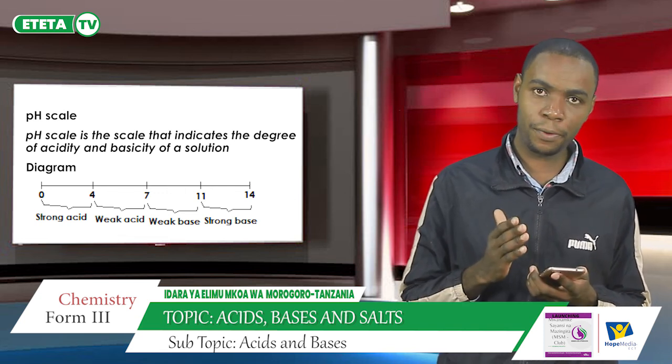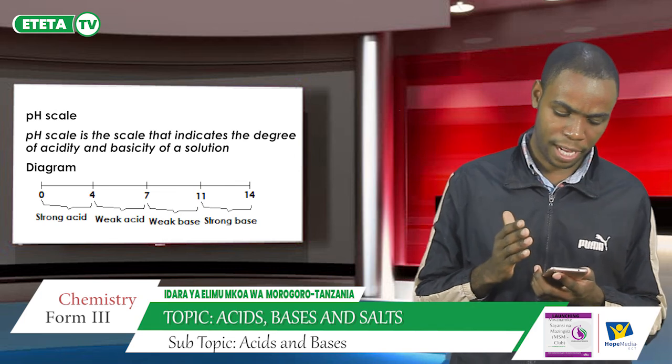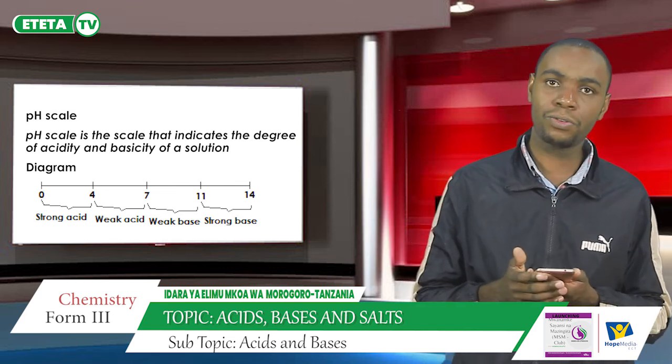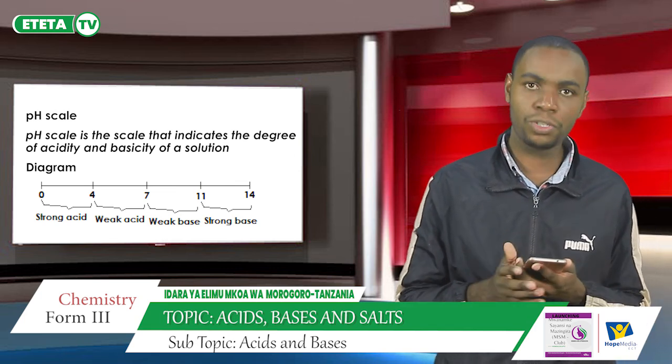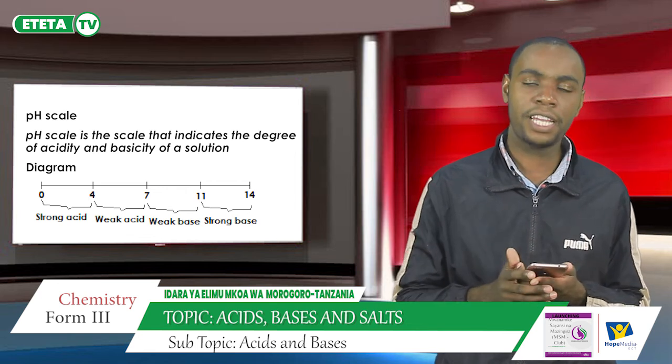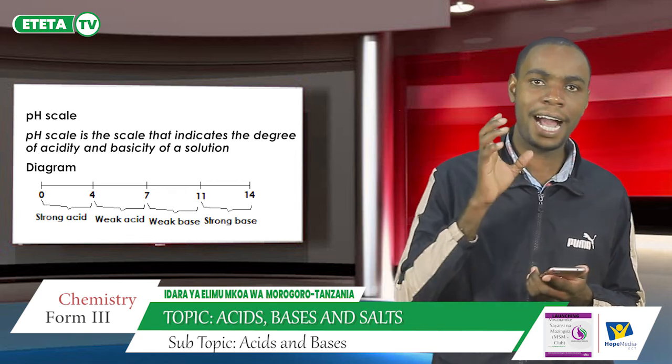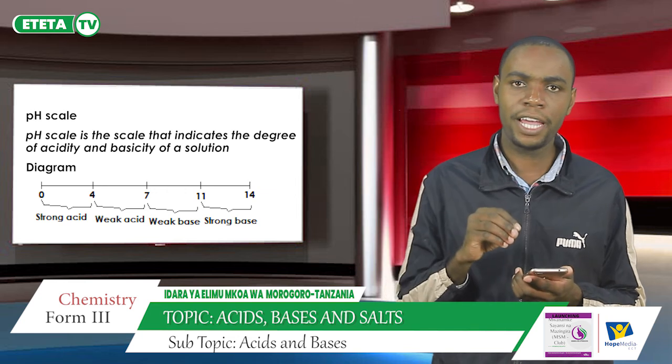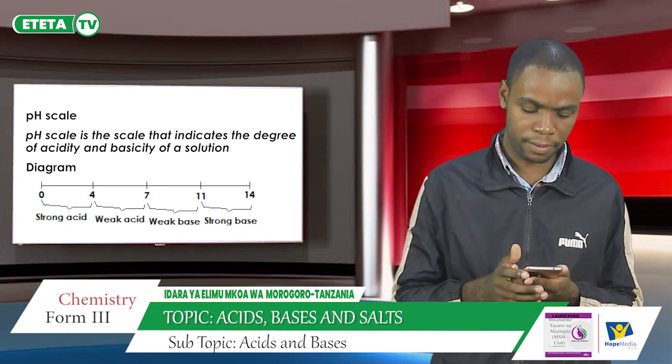From 0 to 6.9, the solution is acidic. At 7, the solution is neutral. From 7.1 to 14, the solution is basic. So we have an acidic solution, a neutral solution, and a basic solution.